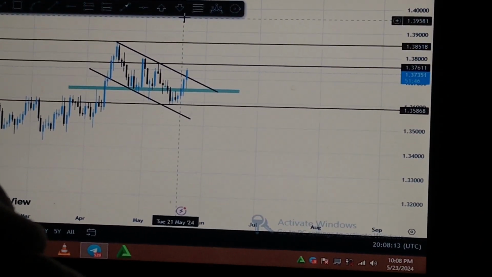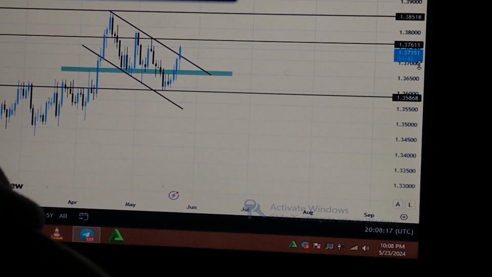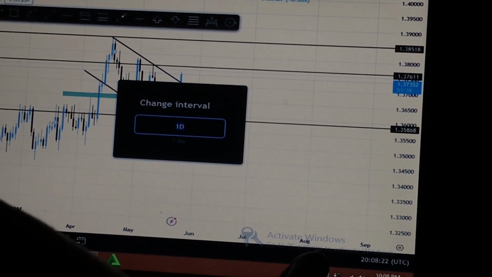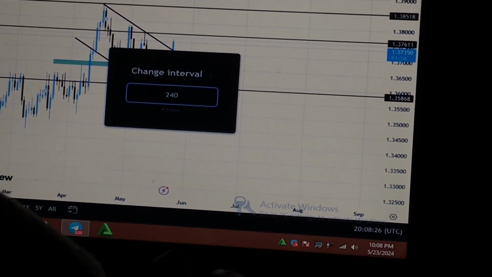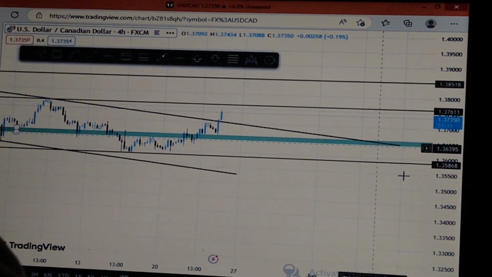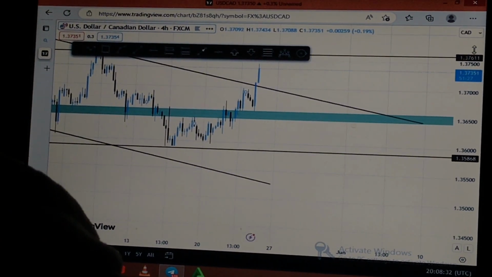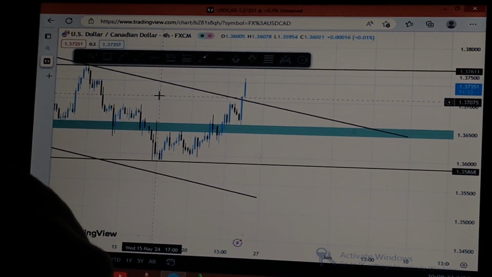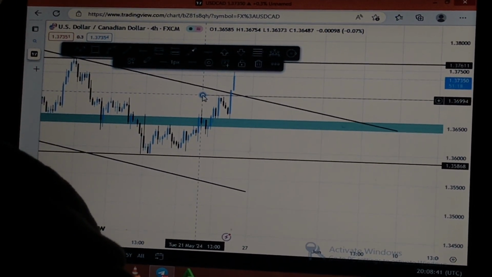Yeah, let me get it. So yeah, push to our 4-hour. Okay, now I have to show you how I got that entry, right? So the market was around about here. The time I analyzed this thing, the market was around about here at this level.